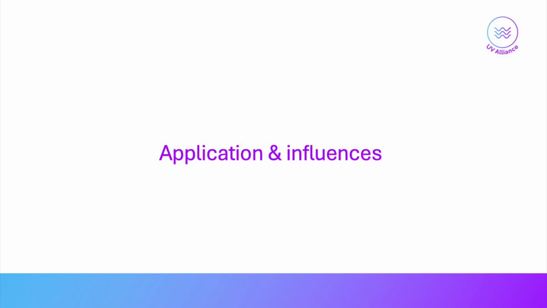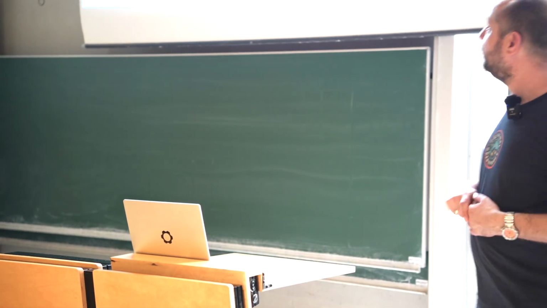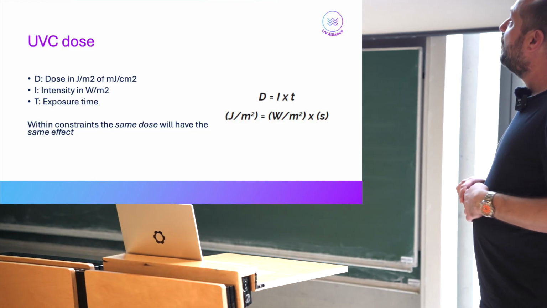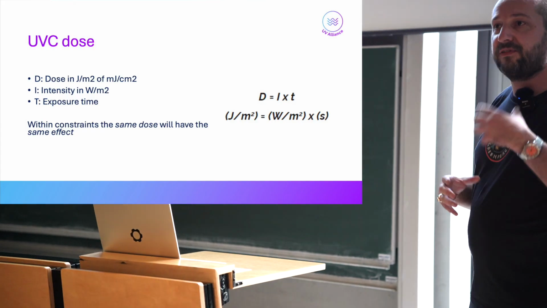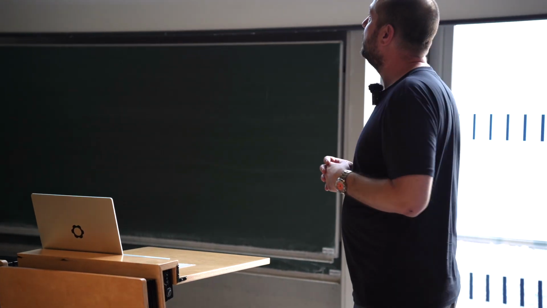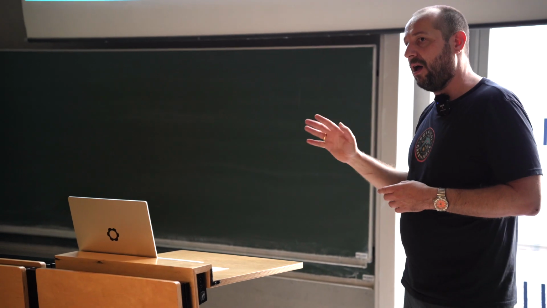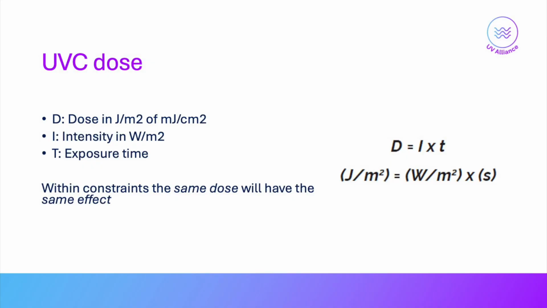Applications and influences are always important to consider, of course, in any water treatment system. For UVC, the most important one is the UV dose. This is a product of the intensity of the lamp, the time you illuminate your organism or your target compound, and how the water flows through the reactor. I'll get to that later. But the intensity and the exposure time together produce a dose in joule per square meter.